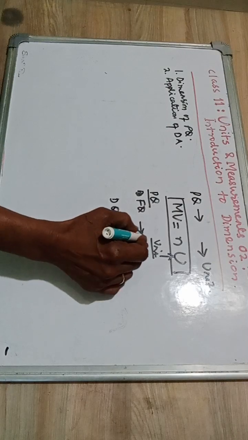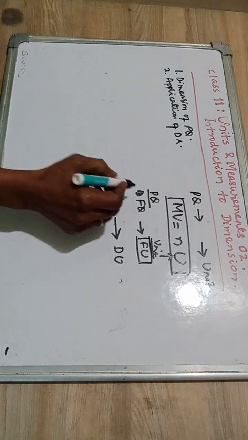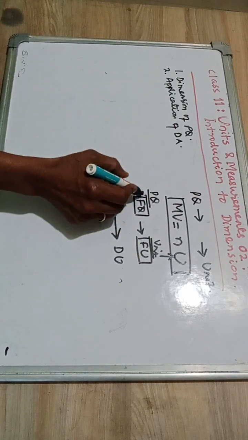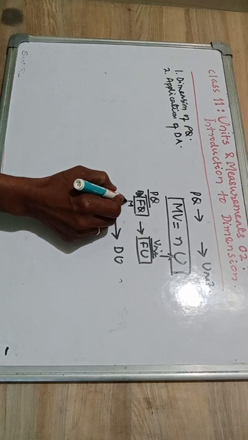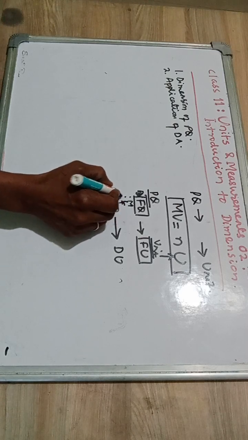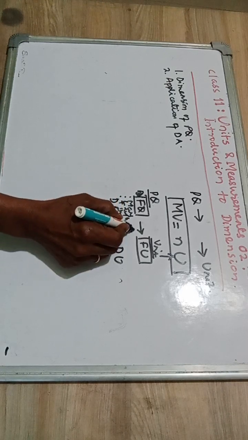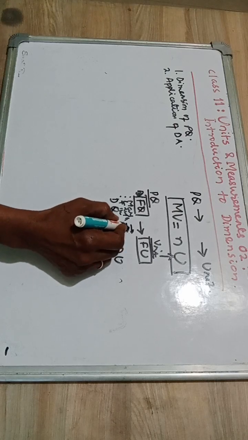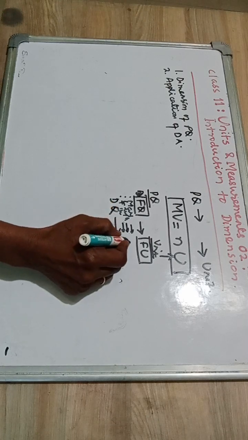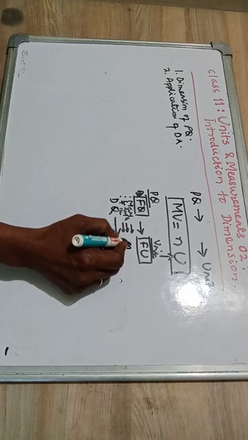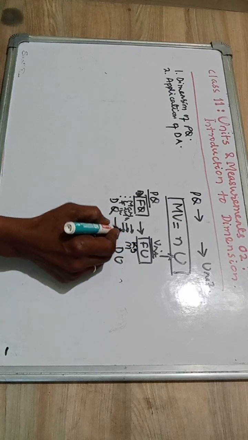We had assigned fundamental units to these fundamental quantities. Fundamental quantities we had: mass, length, and time. Their units in different systems were different. In the MKS system, the unit of length was meter, the unit of mass was kilogram, and the unit of time was second.